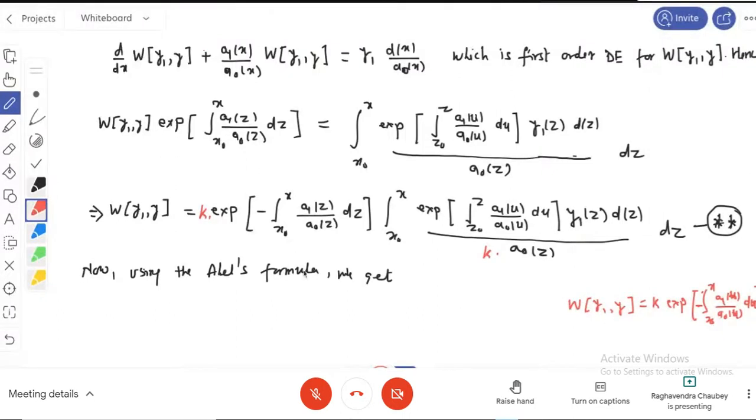Now equation two can be reduced to the Wronskian of that. So if you are able to find the Wronskian of y1 and y, it equals the Wronskian of y1 at x0 and y, or we can write it directly as the Wronskian: y1, y, y1 prime, y prime.